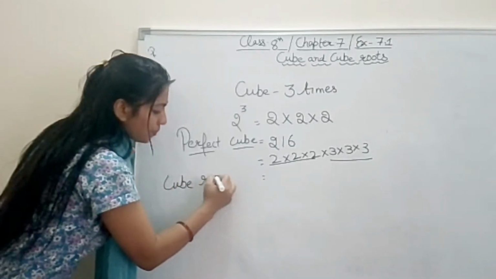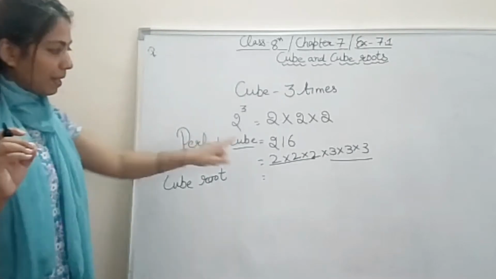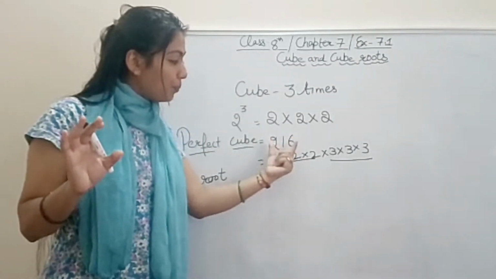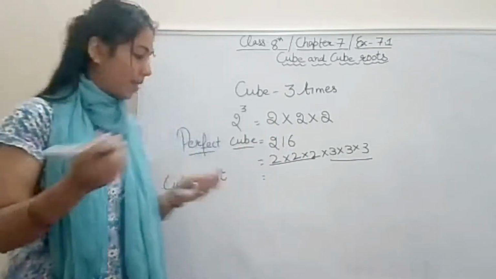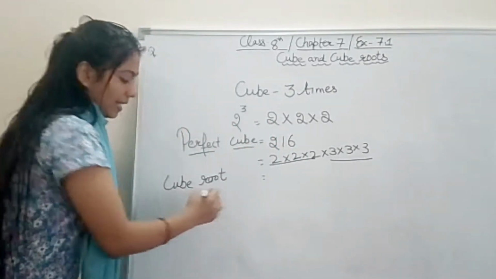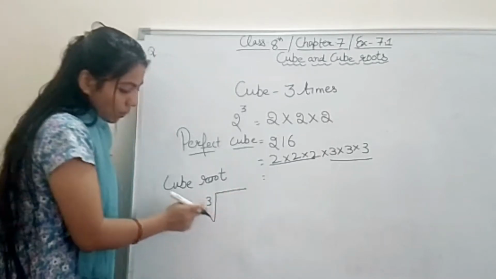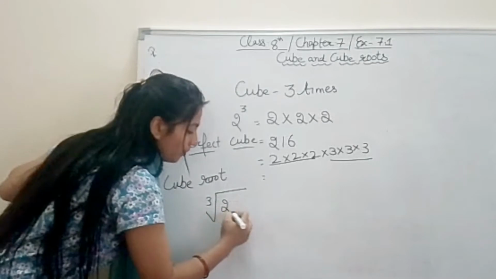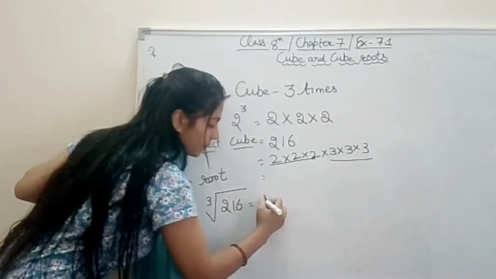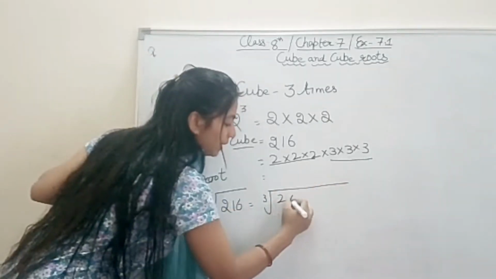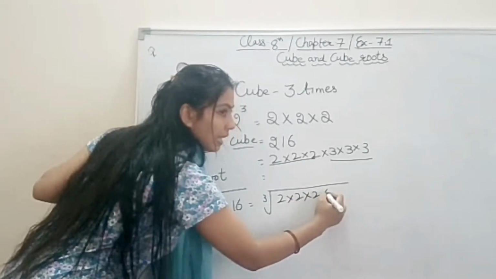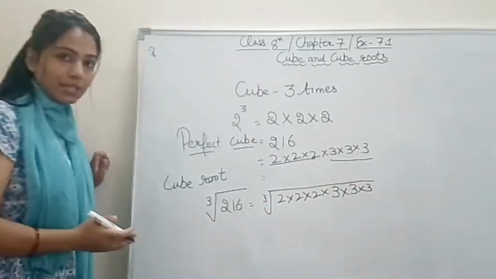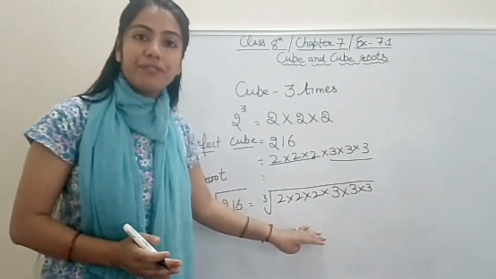What is cube root, student? Cube root means, now 216 is a perfect cube, we have seen. Now what will be the cube root of 216? It means how you will write it, like for a square root we write the sign, here we write 3 outside, that is the cube root. Cube root of 216 is equal to this only, like 2 into 2 into 2 into 3 into 3 into 3. This we have taken out after the prime factorization.